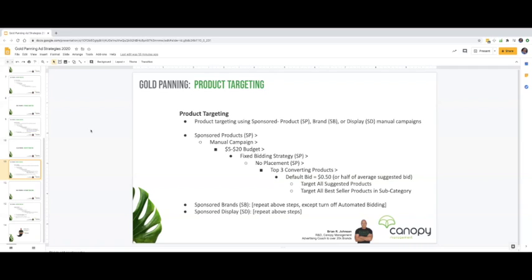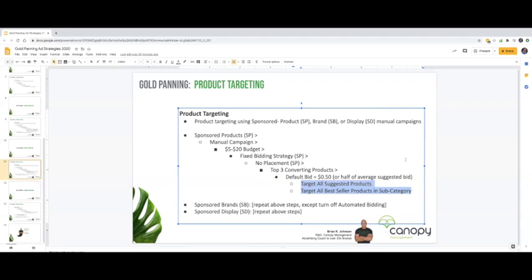Now, a couple things I'm going to point out when it comes to targeting products. This is not a defense ad, so you're not including your own products, your own brand. You're targeting other products. There's multiple ways that you can spin this. The default method is to target all the suggested products that Amazon puts up. When you are selecting product targeting in a manual campaign, Amazon will ask, do you want to target all the suggested products?